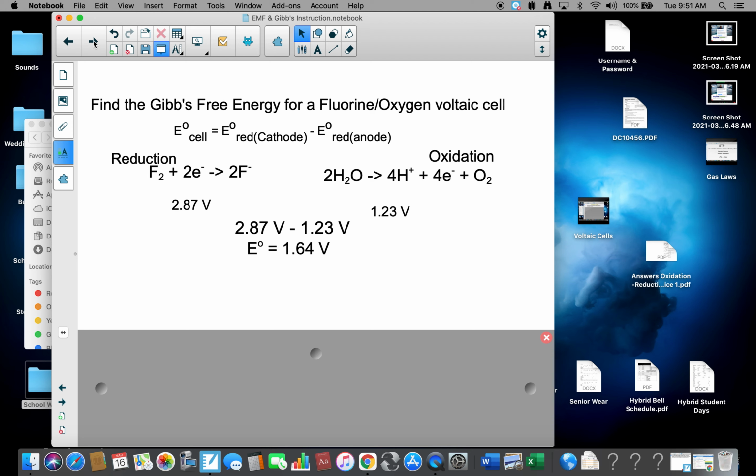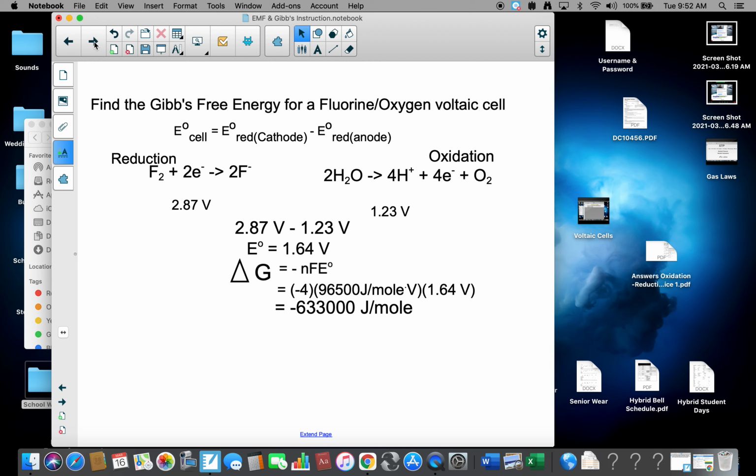So to find Gibbs free energy, again, my equation here is delta G is equal to negative N F E prime, all right? N is 4 because it was gaining 2 and losing 4. The common multiple of 2 and 4 is 4. The F is still 96,500 joules per mole volt. And the standard voltage we just found is 1.64 volts. My volts cross out, and I get an answer of negative 633,000 joules per mole, but people don't usually like that big a number, so we'll make it negative 633 kilojoules per mole. And if you remember, we talked about it earlier, negative Gibbs free energy means the reaction is spontaneous.